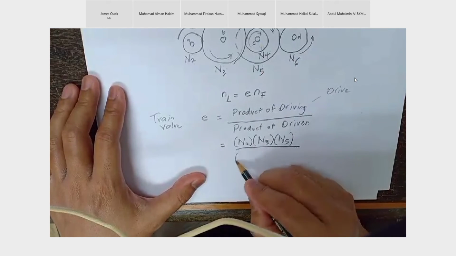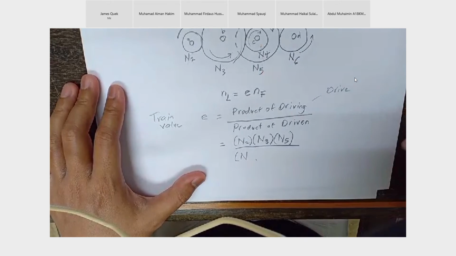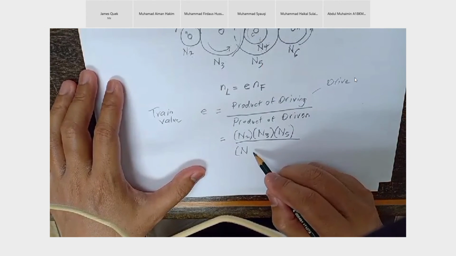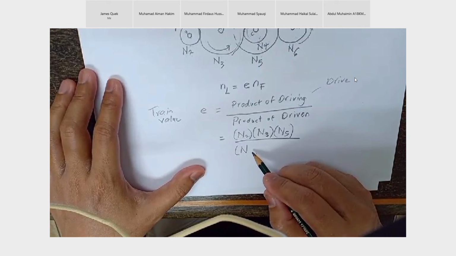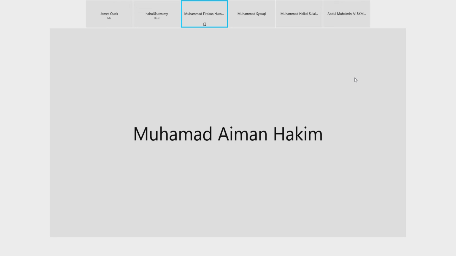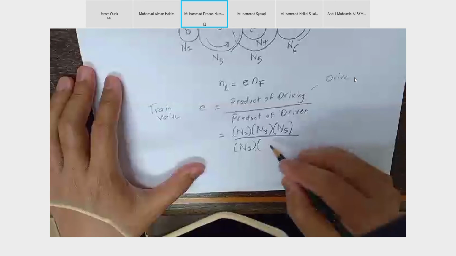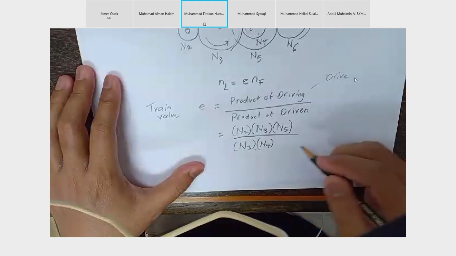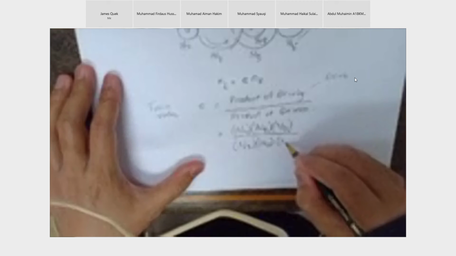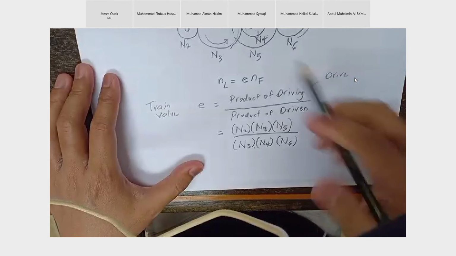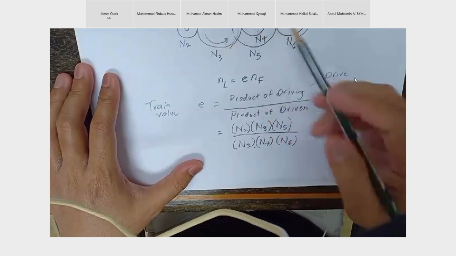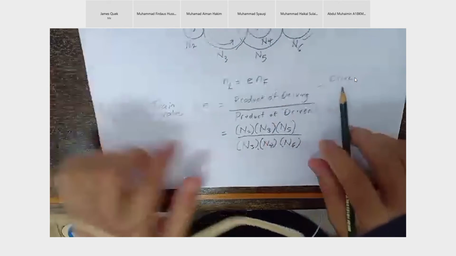So what is the product of the gears that have been driven? N3, N4, and N6. N5 is not driven, pasal dia share the same shaft, tapi it's not driven by anything. But N4 is driven by gear 3. So we have N4 here. So this is your train value.